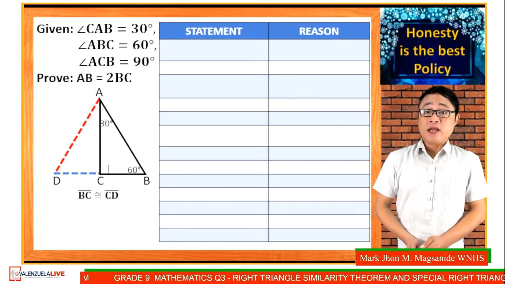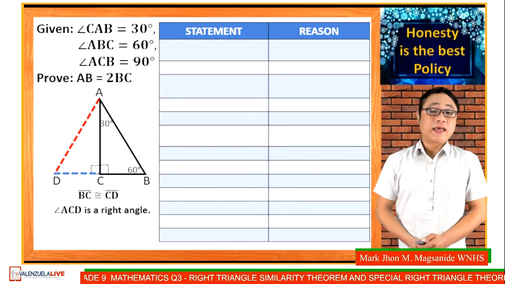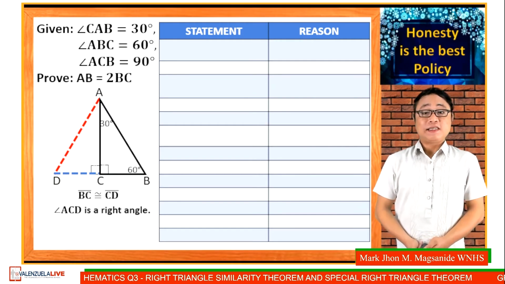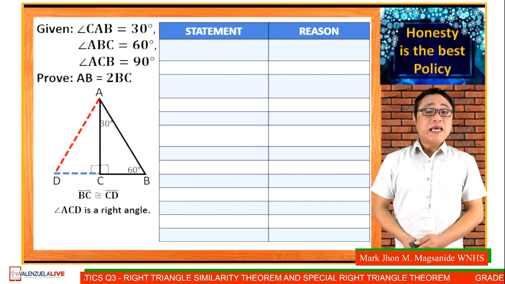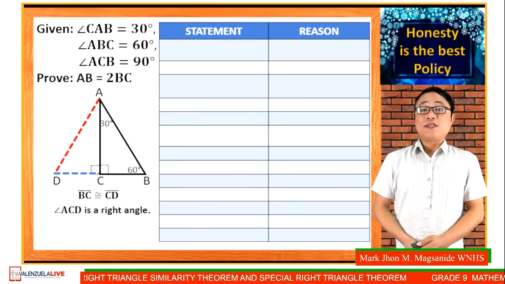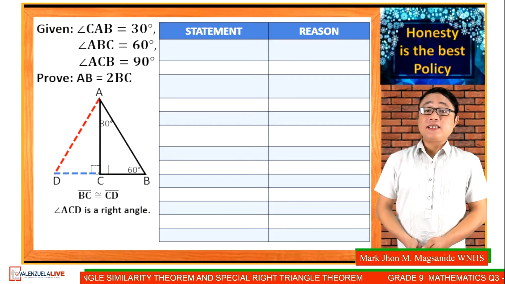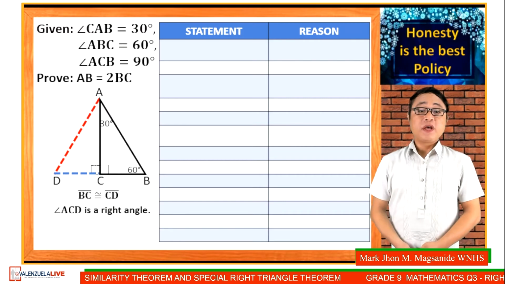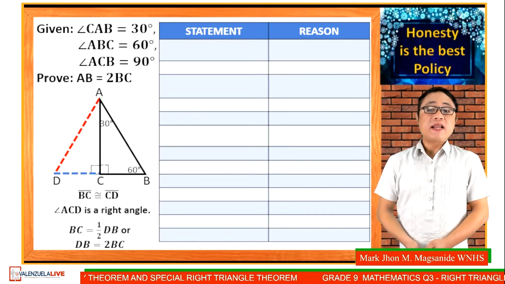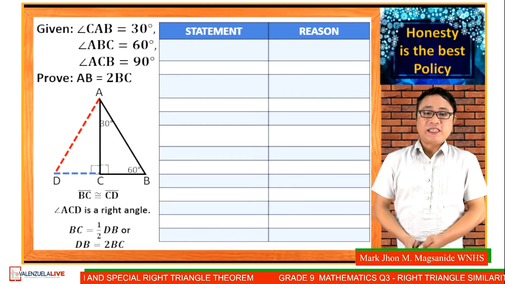It is now clear that angle ACD is a right angle. Since they are a linear pair, their sum is 180 degrees. And one of the angles is a 90 degrees angle. Thus, it follows that the other angle is also 90 degrees. Since BC is congruent to CD, therefore, we can state that BC is 1/2 of DB, or DB is equal to 2BC.